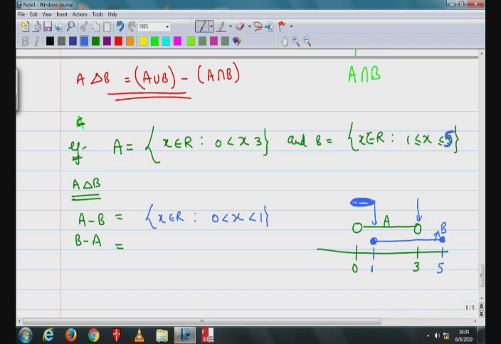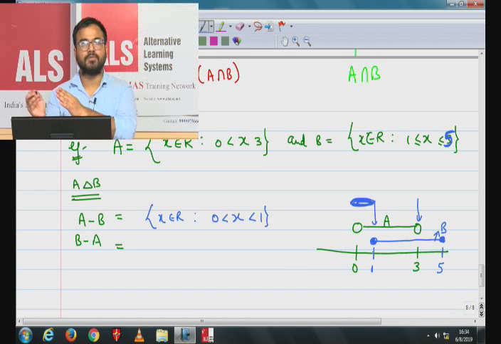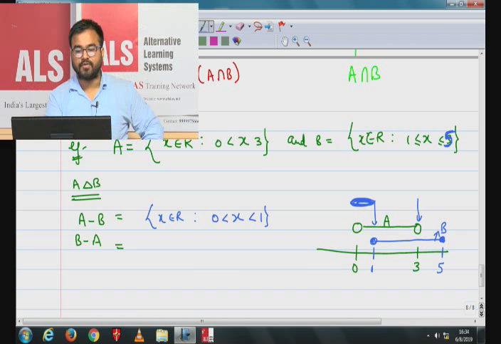And 1 is not included, because in A, 1 is there, but since 1 was included in B and we have excluded B from A, that's why 1 will be excluded, so we will not have an equality sign on 1. So that is the meaning of A minus B.